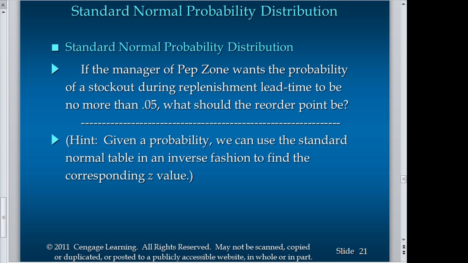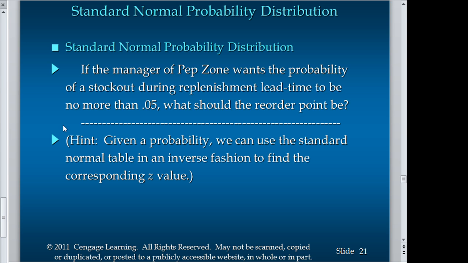Now, the next question is, if the manager of this prep zone wants the probability of stock out during this reshipment time to be no more than 5%, right? 0.05, that means 5%.